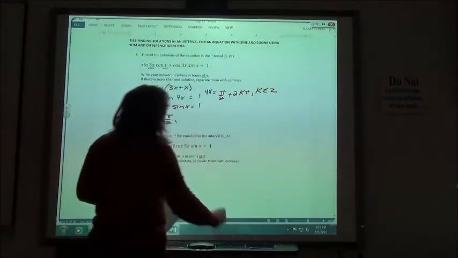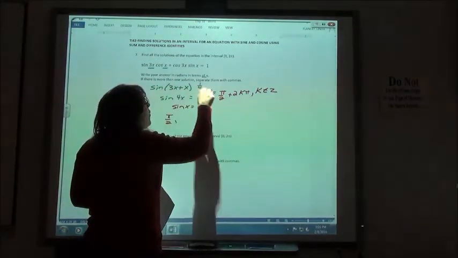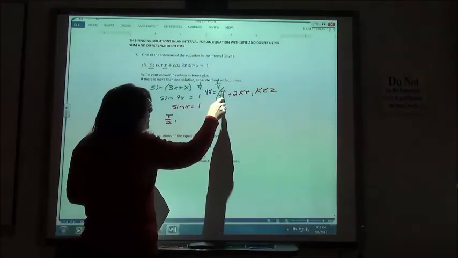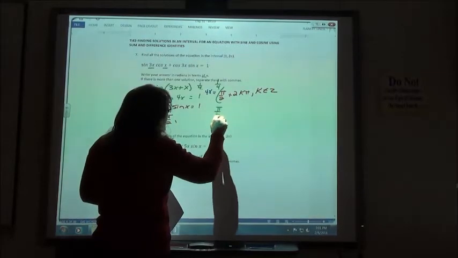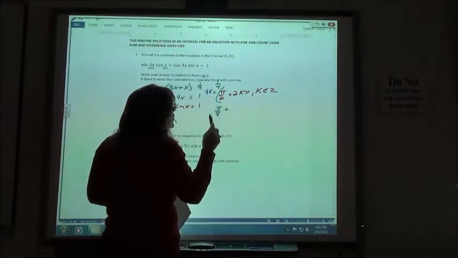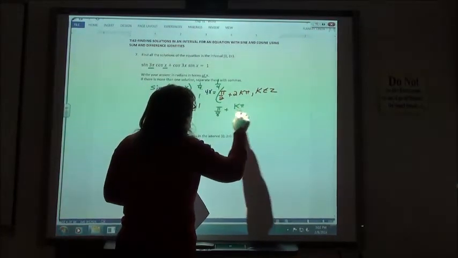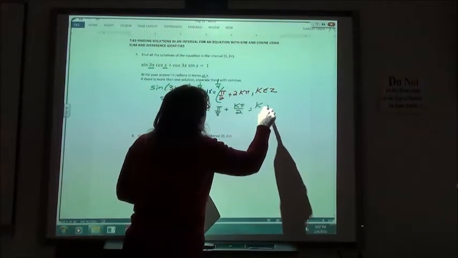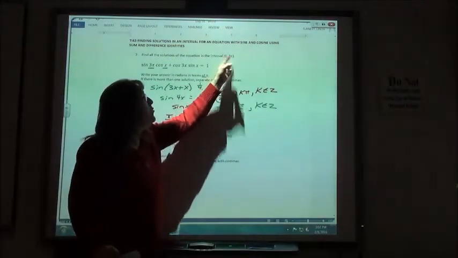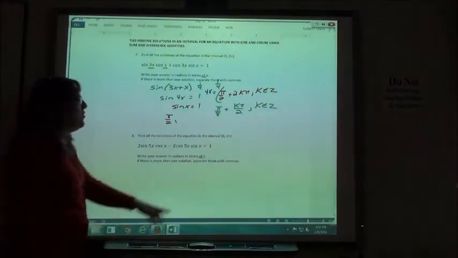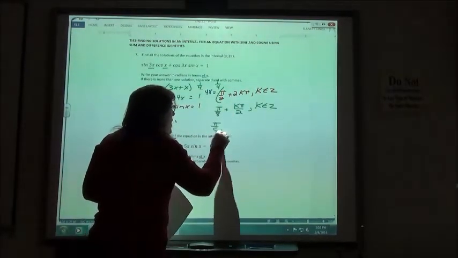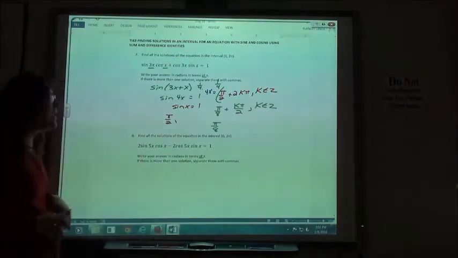So in order to solve that, we have to multiply by 1/4. So I've got to take 1/4 times that. Well, 1/4 times pi over 2 would be pi over 8, plus 1/4 times 2 pi would be 2/4 or 1/2, so k pi over 2, with k being an element of Z. Again, we want all of the answers between 0 and 2 pi. So if this is 0, we just get our starting one, which is pi over 8. We're going to add 1/2 pi each time.